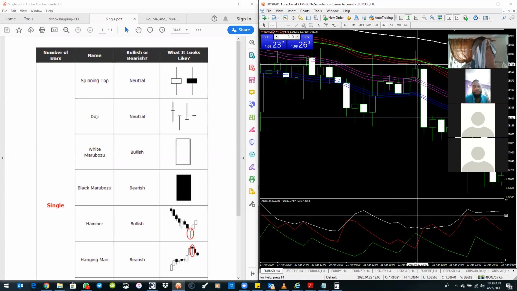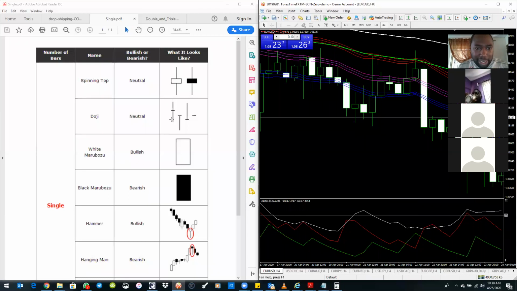Like I said, when you see this candle formation, it doesn't always mean that the market is going to change. You need to consider it with other factors also in the market before taking a decision.